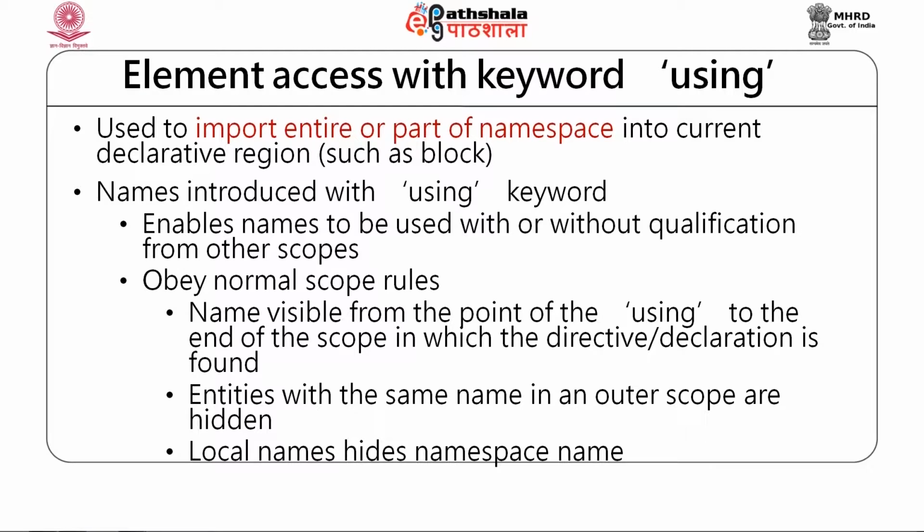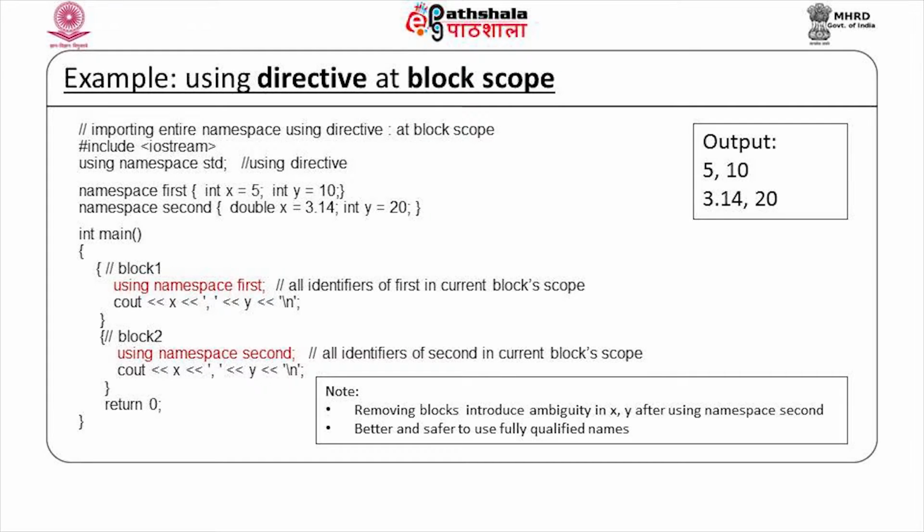So, if using is used outside the functions, for example, then they have the file scope, or you can say at present global scope within the file, and they will be available in the entire file. If it is used within a block, then its scope will be only within that block. In case we have the same name in the outer scope, then those names are hidden. So, let us see the example of the using directive.